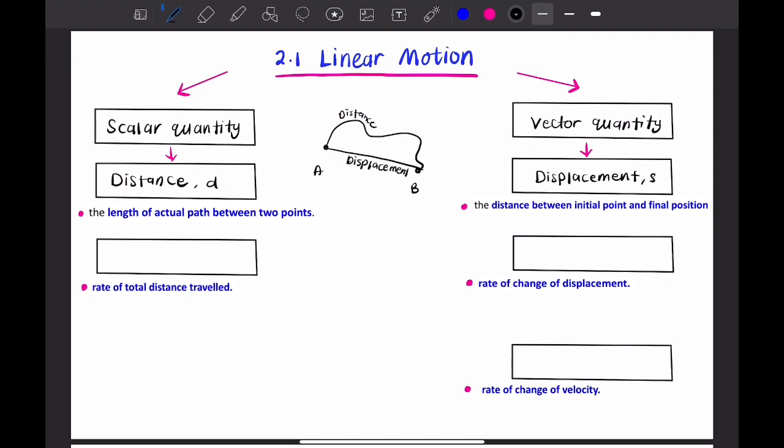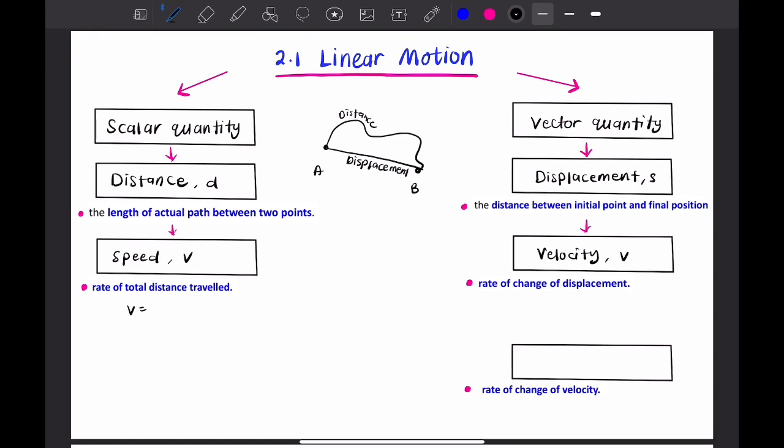So if we look at the actual meaning, the distance is the length of actual path between 2 points, and displacement is the distance between initial point and final position. To make it simple, it is the shortest distance. And then from distance you can get speed. The symbol is v, and from the displacement you can get velocity. The symbol is also v. The meaning of speed is the rate of total distance travelled. Meanwhile, velocity is the rate of change of displacement.